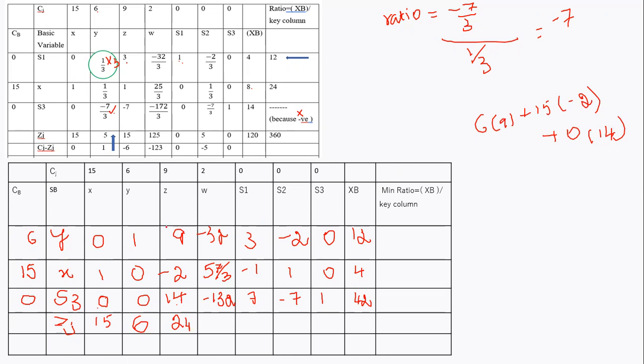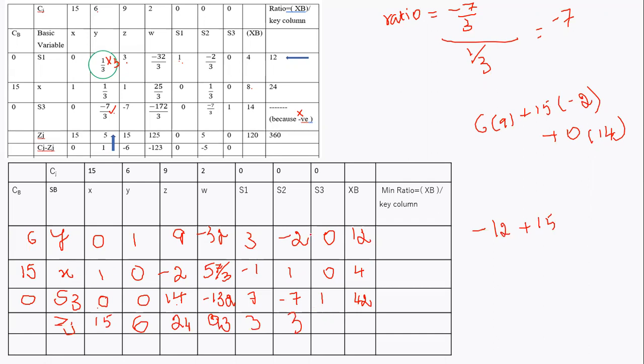So similarly, 6 into minus 32 plus 15 into 57 by 3. If you do, you will be getting it as 93. So next, you will be getting 6 into 3, 18 minus 15 into 1. So therefore, it will be 3. 6 into minus 2 is minus 12. So plus 15 into 1. So it is 15. So 15 minus 12 will be having 3.